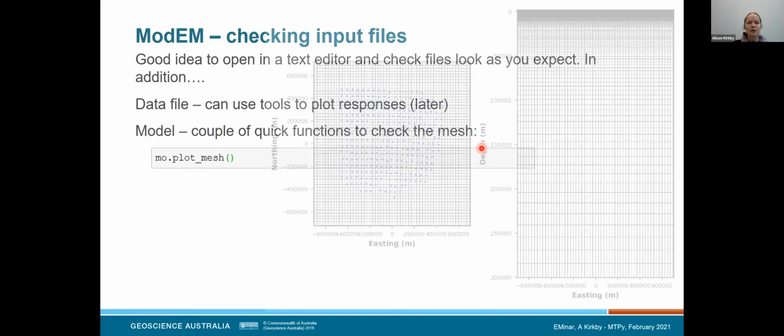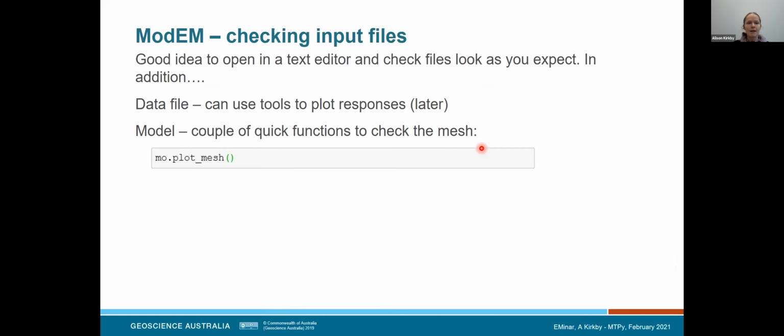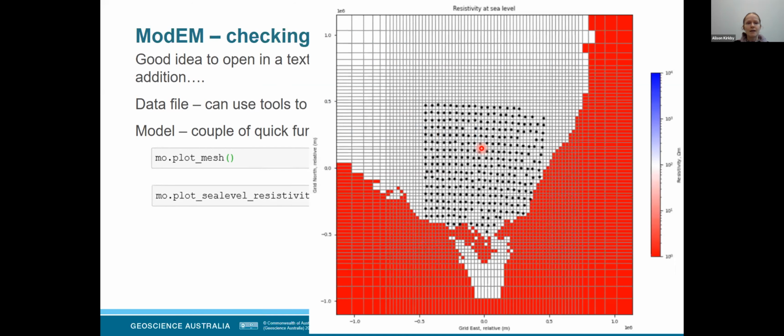So plot mesh will just give you this kind of plot. It just shows you where your stations are, where your mesh is, what your vertical and horizontal mesh looks like. And then the other one that I wrote, which is quite useful, is plot sea level resistivity. And then you can check whether your stations are in the ocean.